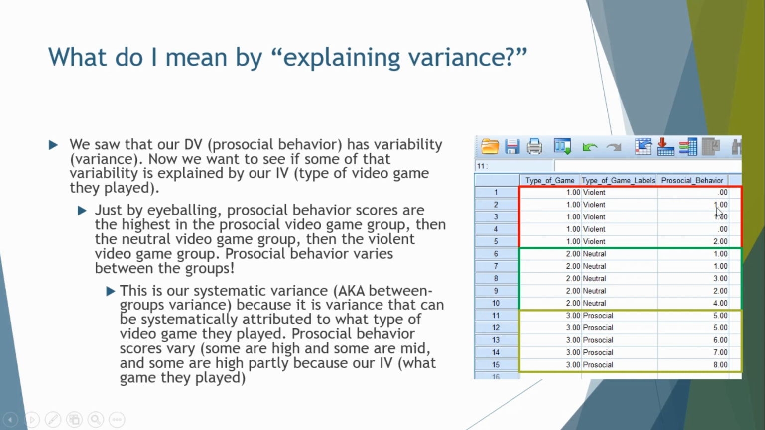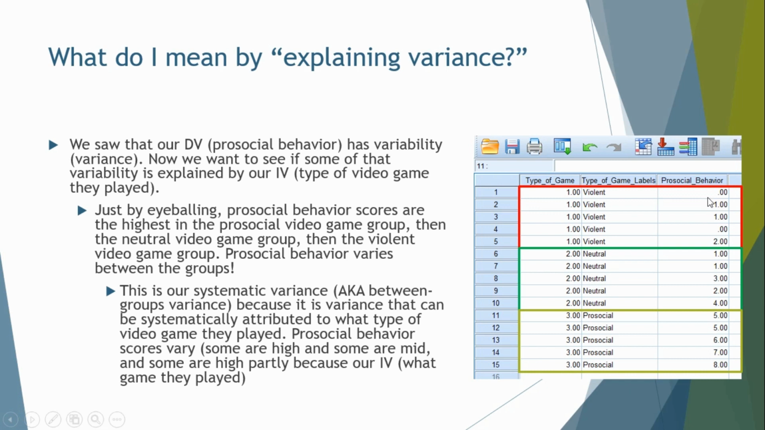We want to be able to explain some of that variance. And we want part of it to be due to the explanation that, oh yes, it's our IV. It's what group they were in with regard to the IV. So if we look, those that had a low score tended to be in the violent group, okay? Those that had a medium score tended to be in the neutral group. And those that had a high score for prosocial behavior tended to be in the prosocial video game group, okay?